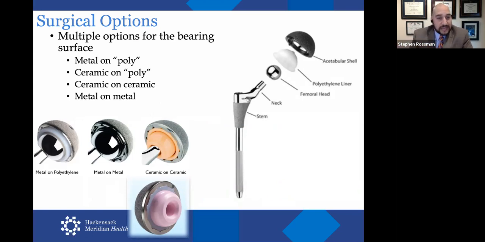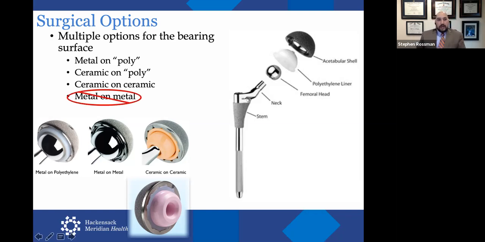There are multiple types of hip replacements you can do. There's metal on poly. Poly is the term for the plastic. That used to be one of the most common. There is ceramic on poly. That's the pink ball here. That's the one my wife says she's going to get if she ever needs a hip replacement. She wants the pink ball. Then there's ceramic on ceramic, this is the yellow. And then there's metal on metal.